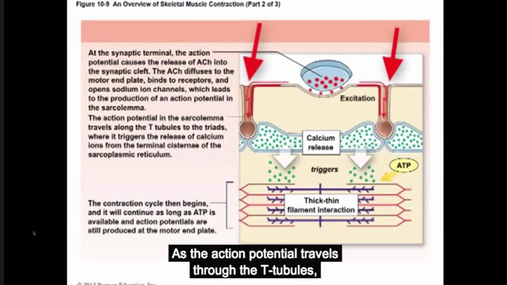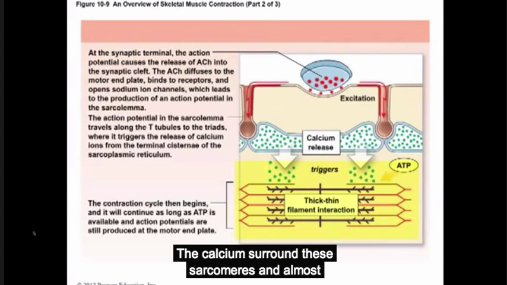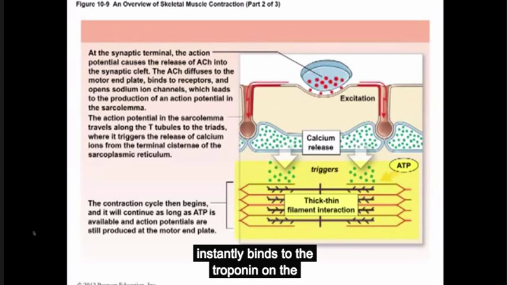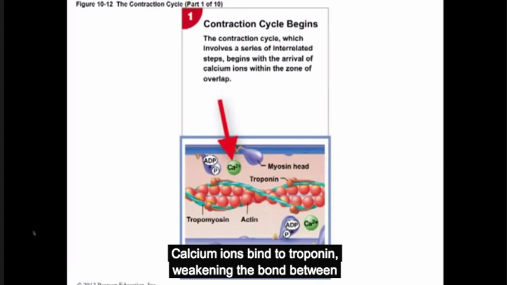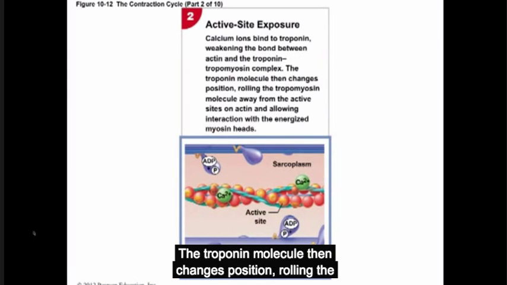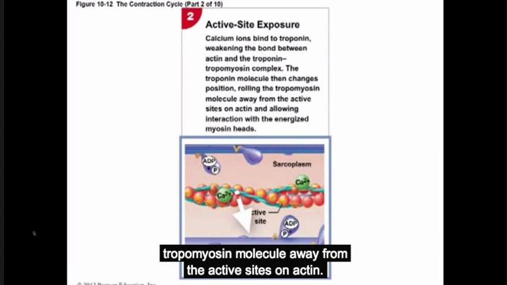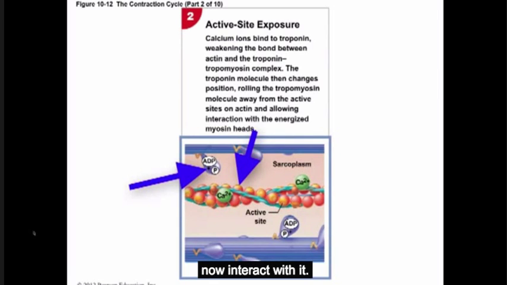Once an action potential has been generated in the sarcolemma, the excitation-contraction coupling will occur. As the action potential travels through the T-tubules, it will trigger the release of calcium from the cisternae of the sarcoplasmic reticulum. The calcium surrounds the sarcomeres and almost instantly binds to the troponin on the troponin-tropomyosin complex. Calcium ions bind to troponin, weakening the bond between actin and the troponin-tropomyosin complex. The troponin molecule then changes position, rolling the tropomyosin molecule away from the active sites on actin. When the active sites are exposed, the myosin head can now interact with it.